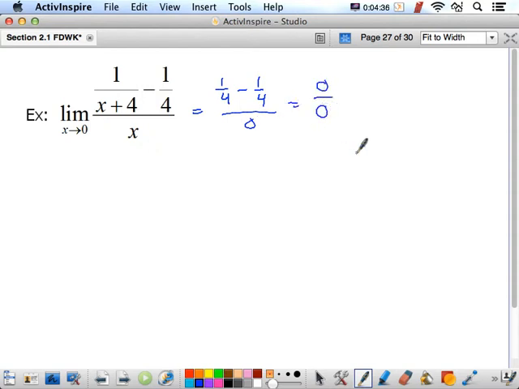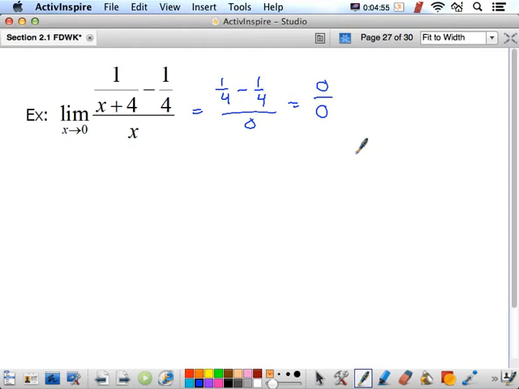Now notice 0 over 0 is different than a number over 0. A number over 0 is indicative of a vertical asymptote. 0 over 0 usually means there's a hole there, although it could be a jump or an oscillation. So we have to be very careful. But if it's a hole, we will be able to algebraically remove it. So let's take a look.